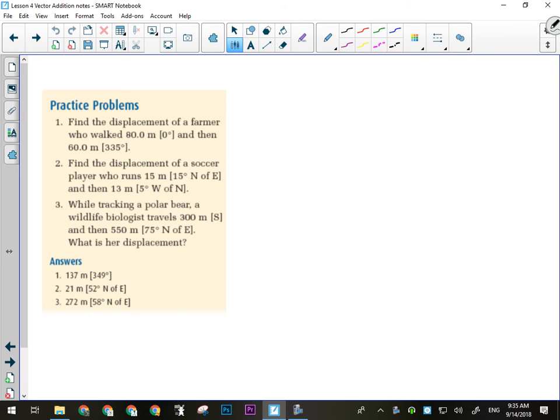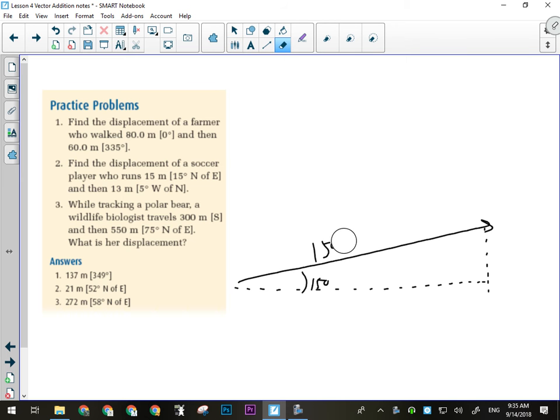Okay, so yesterday we ended off and we had this diagram drawn. I have to recalibrate my smartboard. Okay, so this was 15 degrees, when that was 15 meters. It's weird to not have that right where you push. Okay, and then we had the 13 meters at 5 degrees west of north.